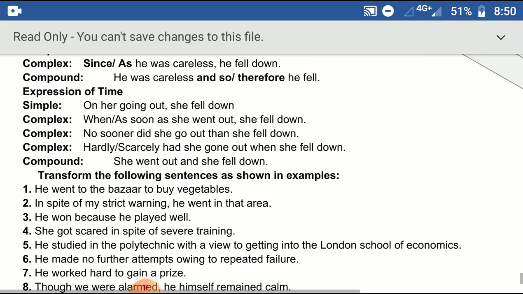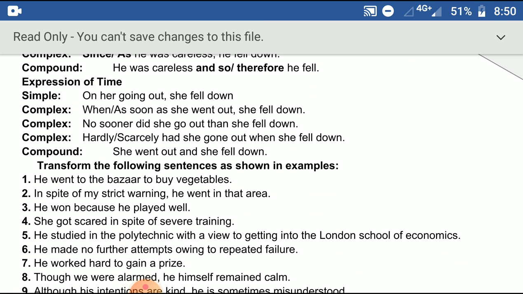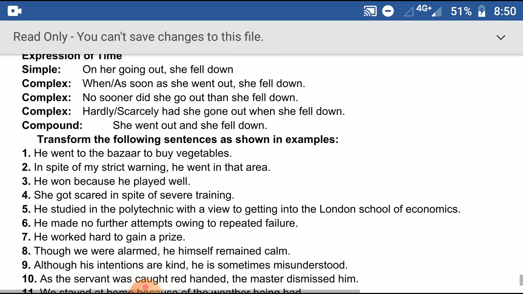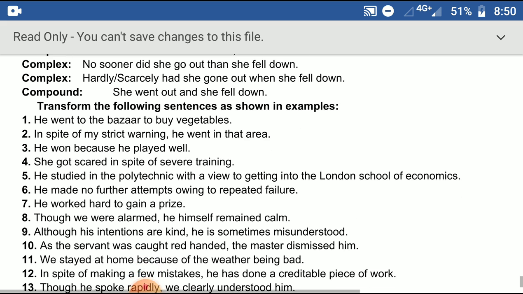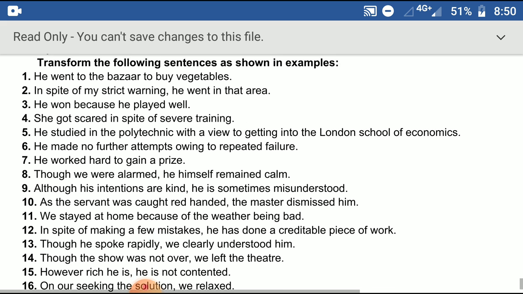Now let us check the next, that is the expression of time. Expression of time is shown using on, when, as soon as, no sooner, hardly, scarcely. This topic we have already discussed while discussing affirmative and negative. So let us solve the examples now.